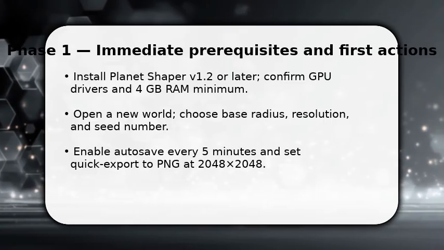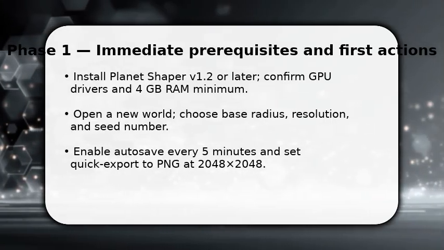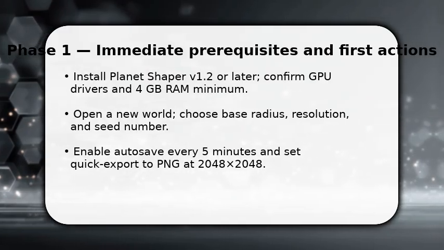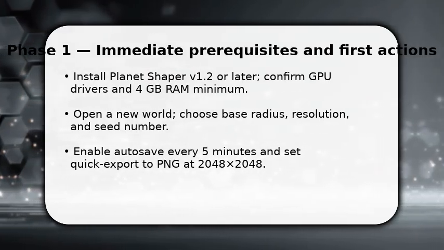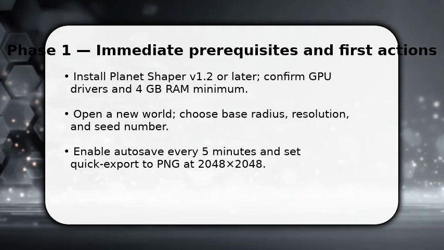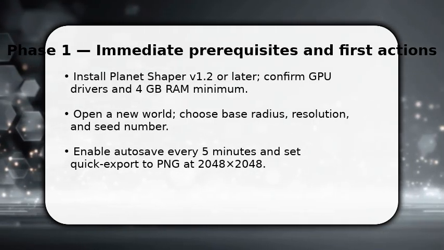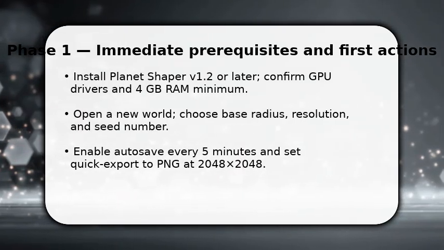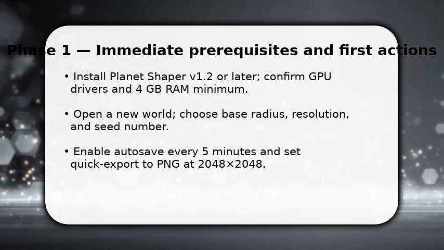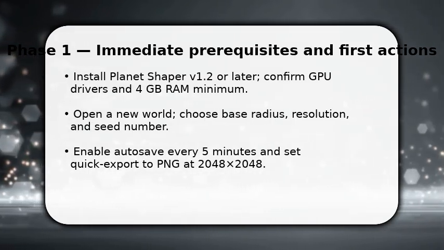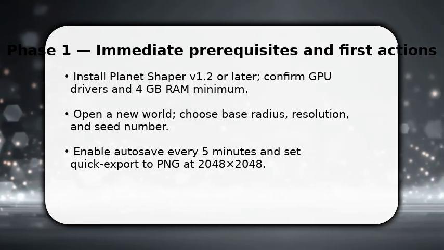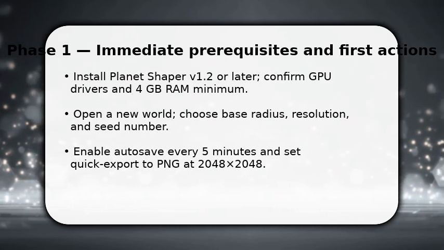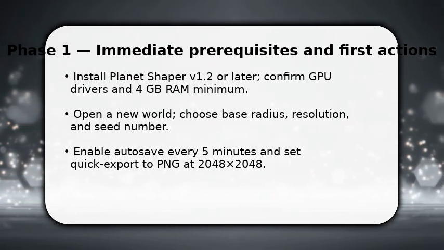You begin by confirming prerequisites. Planet Shaper is installed, drivers updated, and at least 4 GB RAM available. Next, create a new world, set the planet radius, map resolution, and a reproducible seed so you can iterate. Once done, enable autosave at 5-minute intervals and configure quick export to 2048 x 2048 PNG for previews. This saves time when testing. These steps get you into the editor immediately, so you can sculpt rather than troubleshoot basic setup.